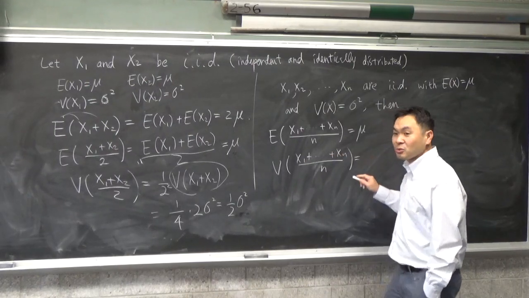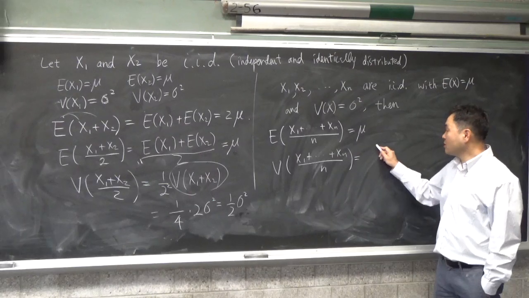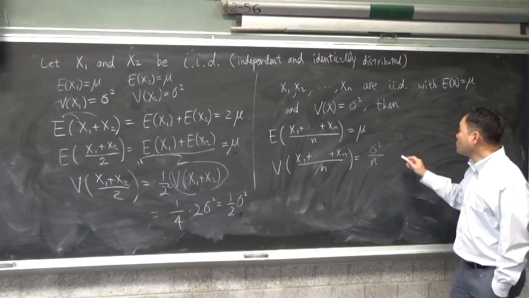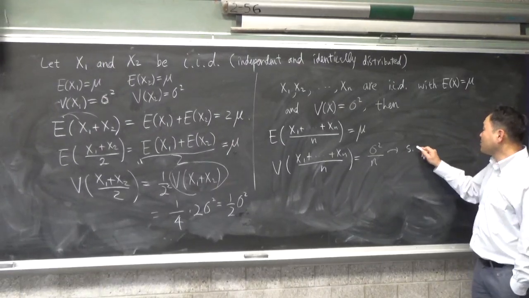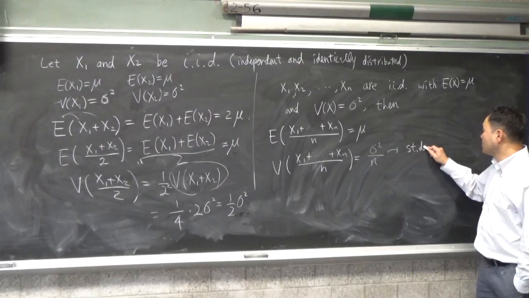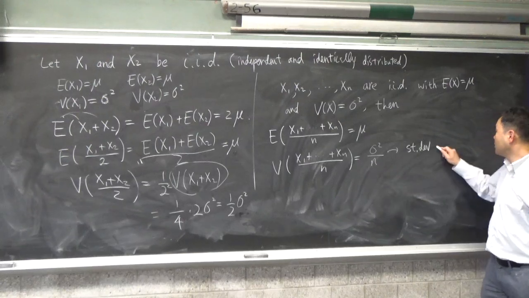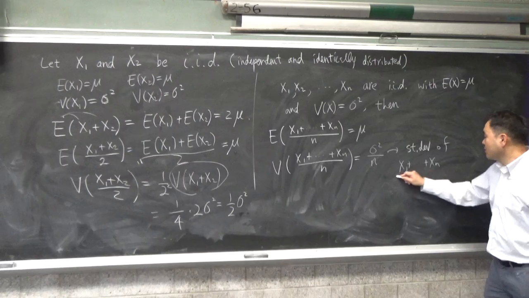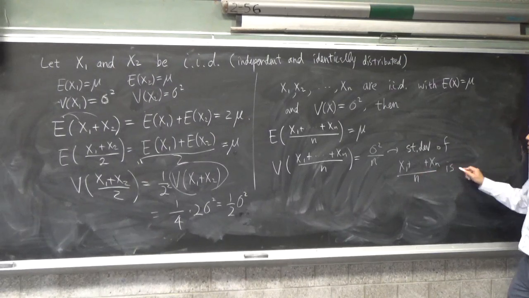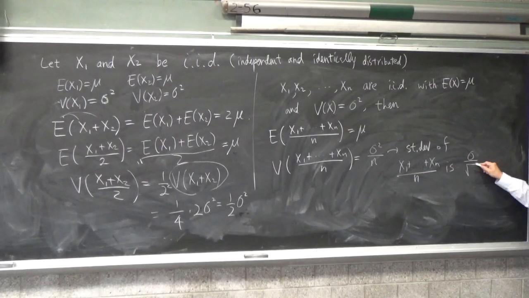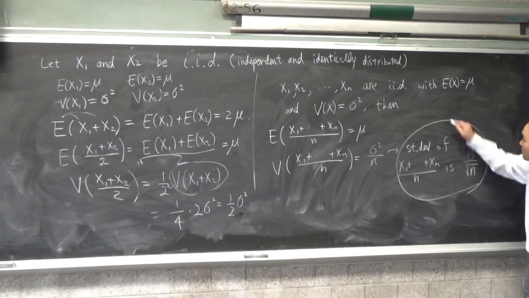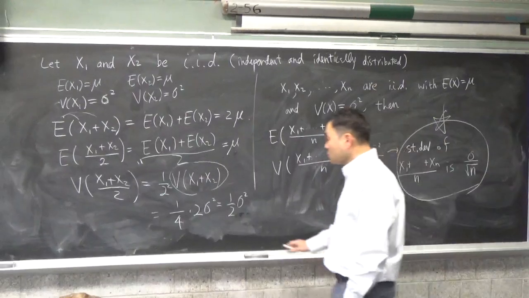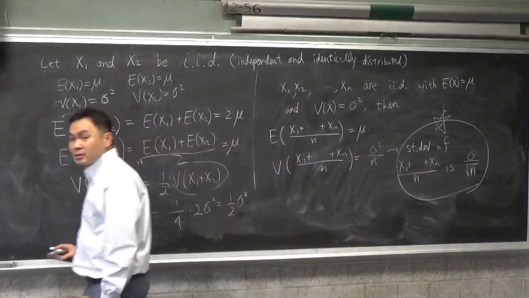it does change. What does this become? It will be sigma squared divided by n, which means that the standard deviation of (x1 plus ... plus xn) over n is sigma over square root of n. This is the most important thing you have to understand. Okay, so we're going to be using that a lot.